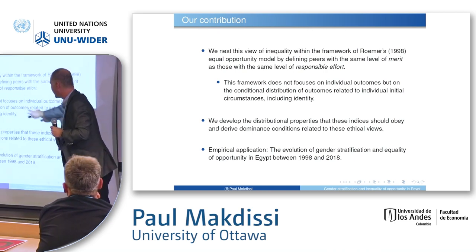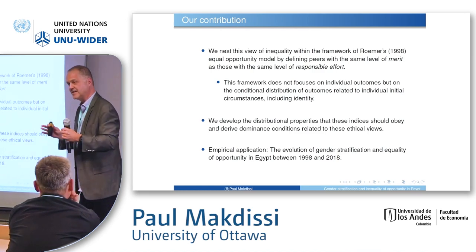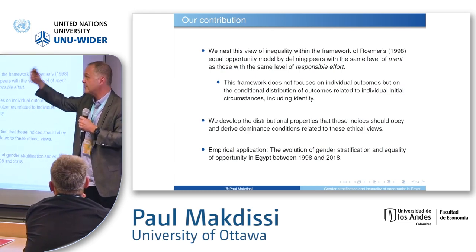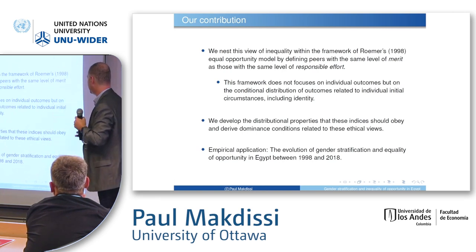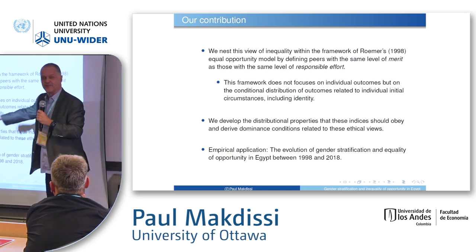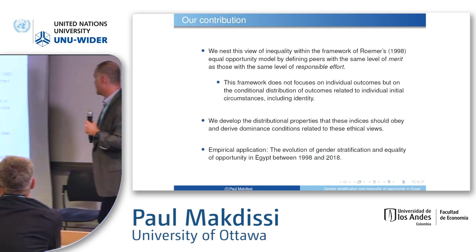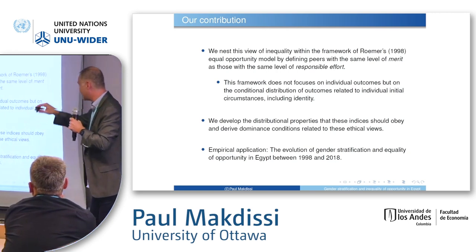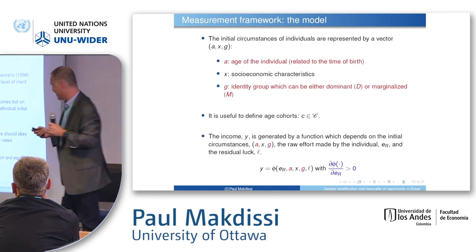Here, keep in mind that we are not focusing on individual outcome. As you will see, once we start the estimation process, we don't care about individual outcome. We care about this conditional quantile function that we are trying to recover. We develop distributional properties that these indices should obey and derive, for those who know us a little bit better, of course, dominance conditions to allow for the ranking of the distributions without picking a specific index. And the empirical application is our contribution. We study the evolution of gender stratification and equality of opportunity in Egypt. And it's fun. The story is fun.